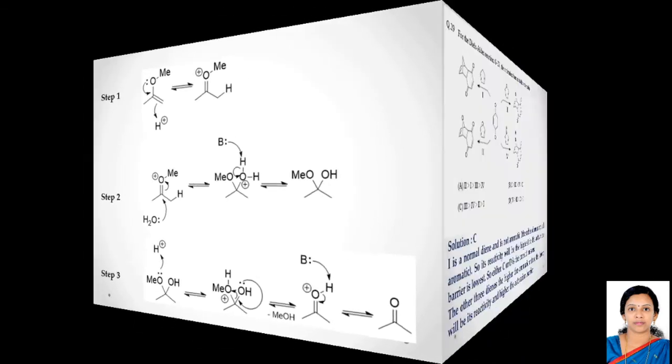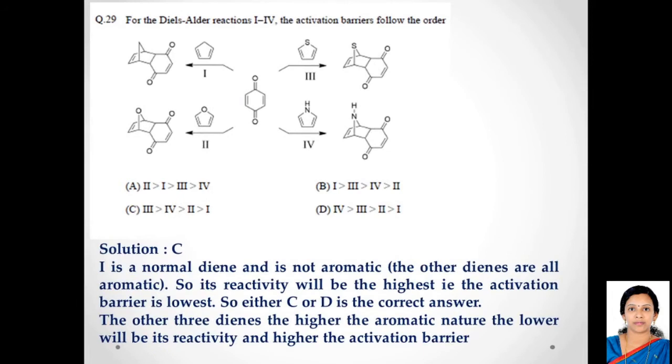Okay, so next, moving on to question number 29. For the Diels-Alder reaction 1 to 4, the activation barrier follows the order. So 4 Diels-Alder reactions are shown. In all 4 reactions the dienophile is the same, which is this, and the diene is changing.